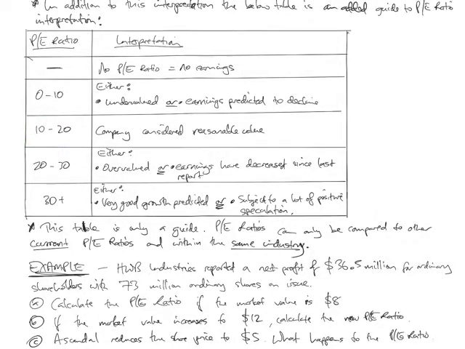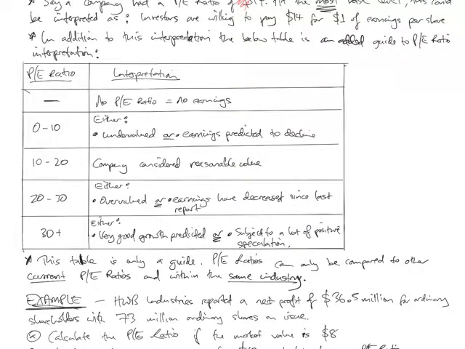If the PE ratio is 10 to 20, then it's okay. The company is considered reasonable value to buy. If it's between 20 and 30, either people are overvaluing it or earnings have decreased since the last report. So they're on the way down a bit and they're being said to be worth more than they should be. Lastly, if it's 30 plus, so it's a really large number, either people are really speculating it's going to grow a lot or people are already being really positive about it.